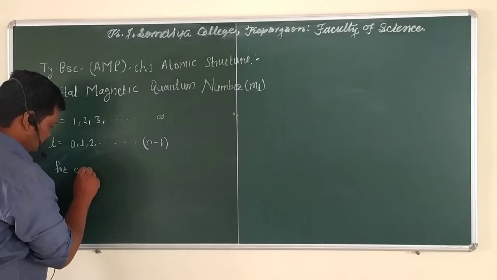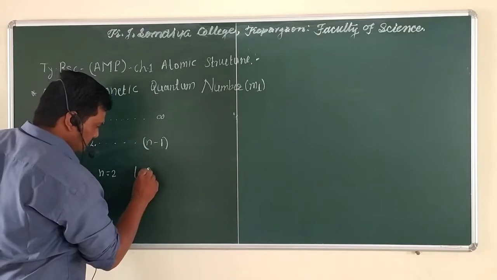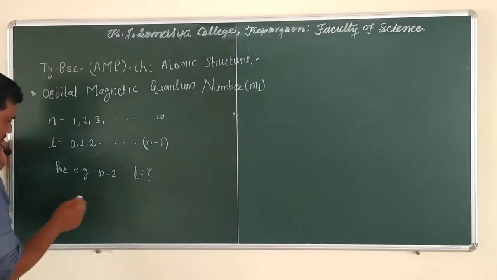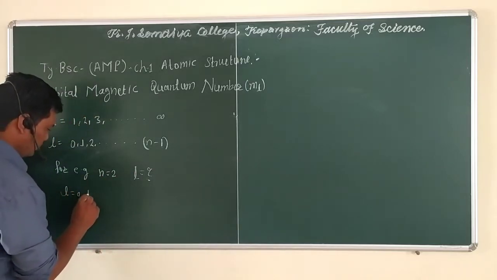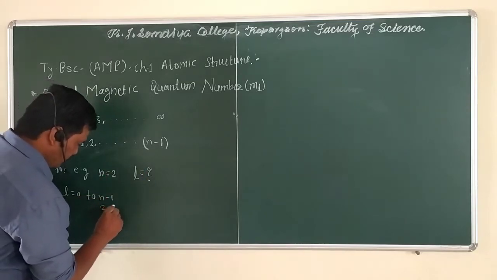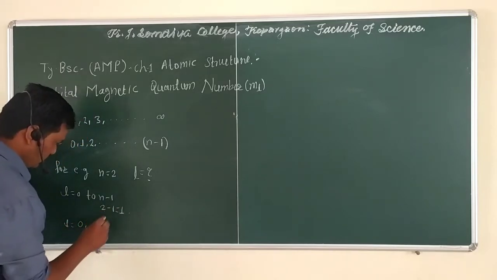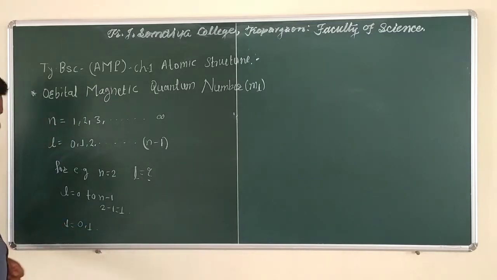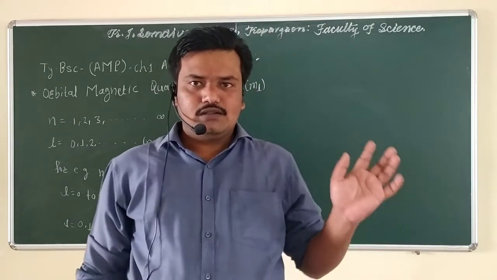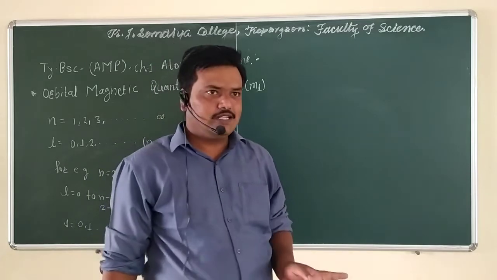For example, n is equal to 2, correct? So what is the value of L? L goes from 0 to n minus 1. Here the n value is 2, so 2 minus 1 is 1, so L is equal to 0, 1. That is how L takes the values, and depending on this L we want to calculate or obtain the orbital magnetic quantum number.